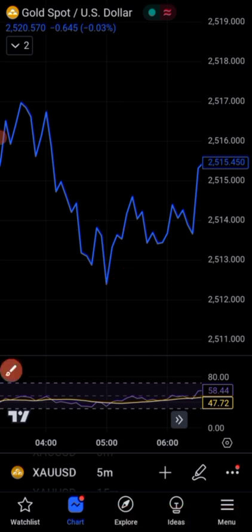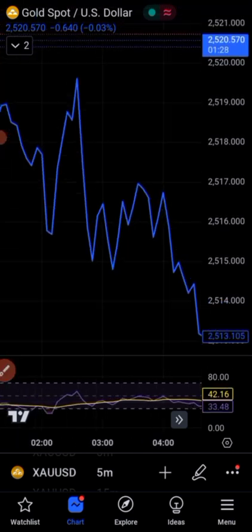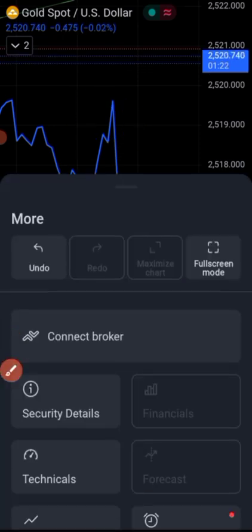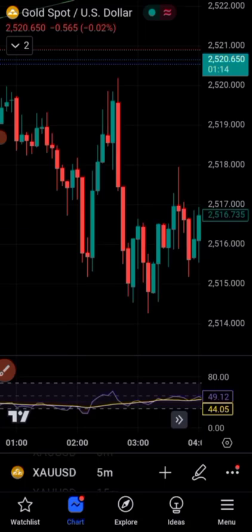Now let me look for the sell aspect. Okay. All right. We can call this one an M. This is a sell. Why I'm changing it to line chart for you people is so that you can conveniently recognize it. When you start using it, you'll be able to even spot it with bar chart. But on a line chart, you will see it properly.